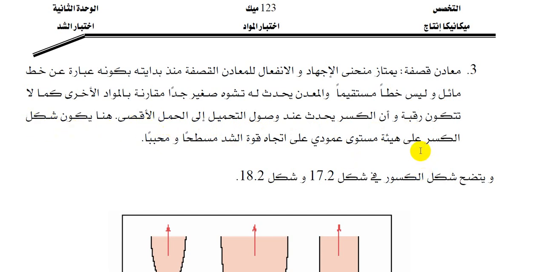Here, the fracture form will be in the form of a plane perpendicular to the orientation of the tensile force, whether the surface is flat or protrusive. Protrusive يعني محبب or grainy, flat or grainy. So the entire surface will be either flat or grainy.